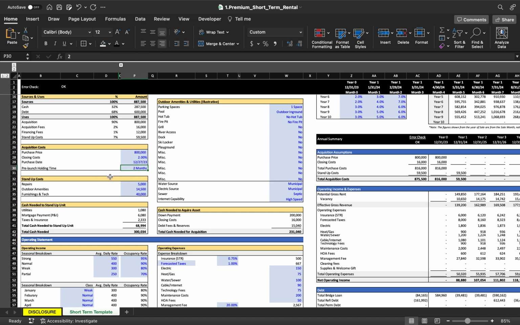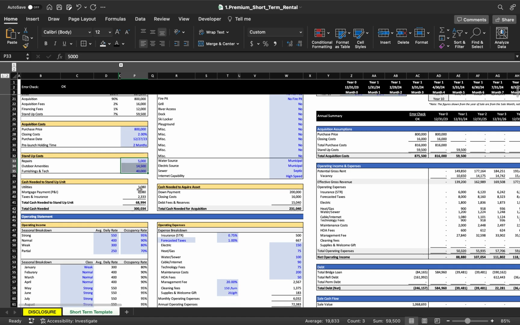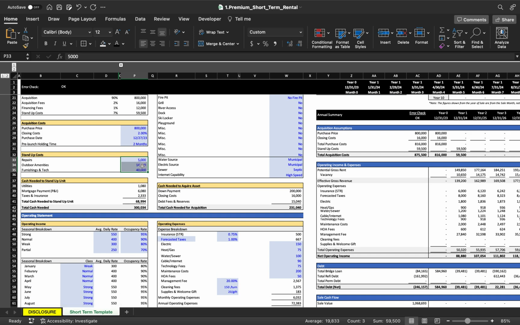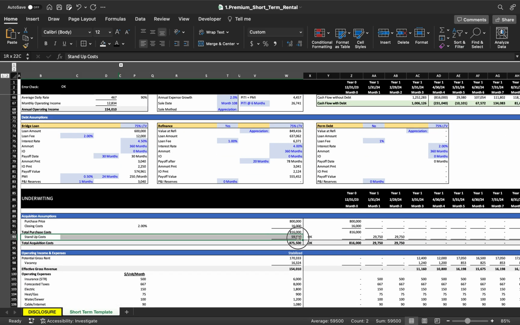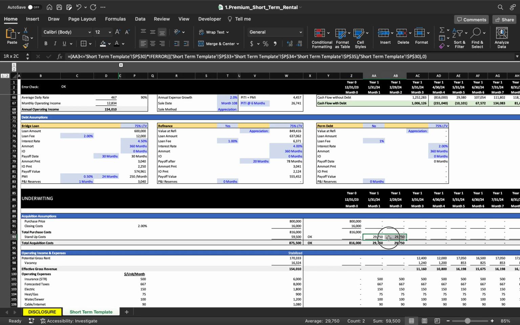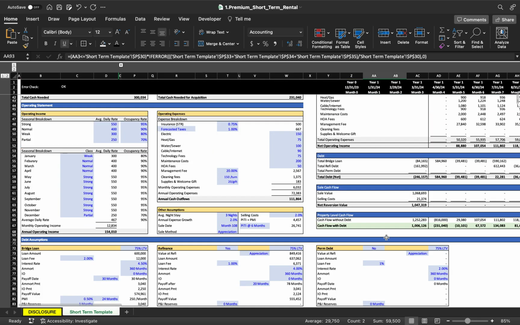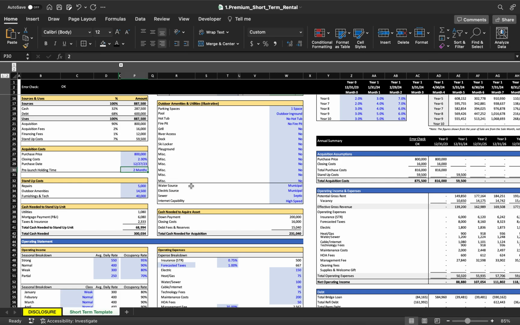Then underneath, you've got the pre-launch holding time. This is essentially the number of months that you will have the asset under management without generating rent. During this pre-launch holding time, you will be spending money on your stand-up costs. So your repairs, your outdoor amenities, and your furnishings and tech. You see this is $59,500 total. If you come down here, you'll see the stand-up costs total $59,500, and it's spread out over months 1 and 2, the first 2 months, because over here we said that the pre-launch holding time would be 2 months.